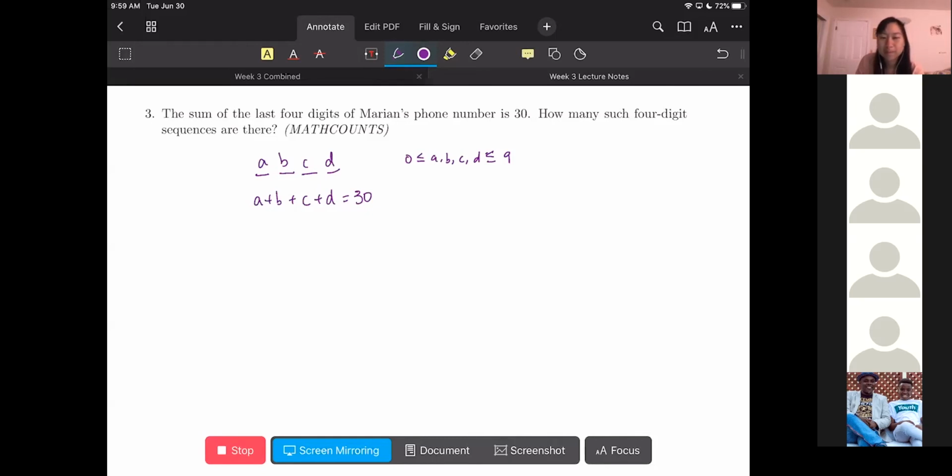We can do the 30 plus the number of bars, 3, so it will be 33 total, and then it would be 33 choose 3 to get the total number of solutions. So that would be true if we didn't have the restriction that A, B, C, and D have to be less than or equal to 9. If you did it that way, you'd be counting things like A equals 30, B equals 0, C equals 0, D equals 0.